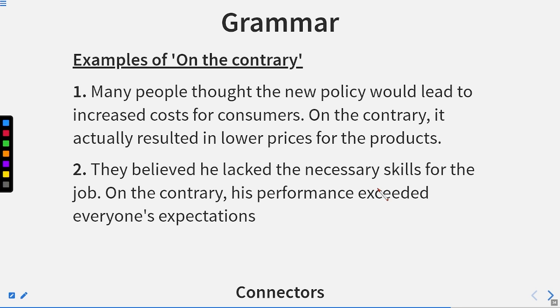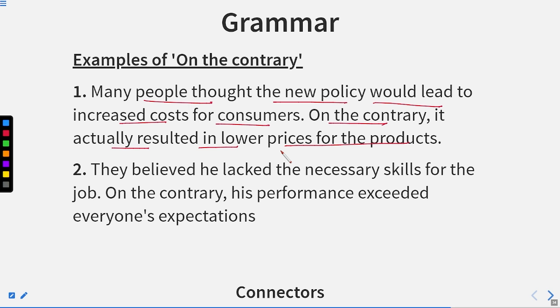Many people thought the new policy would lead to increased costs for consumers. On the contrary, it actually resulted in lower prices for the products. Now, in this sentence, we can see many people thought the new policy would lead to increased costs for consumers. So, this is something which many people had thought, or something which some people assumed. On the contrary, it actually resulted in lower prices. But whatever happened was something different for the products.